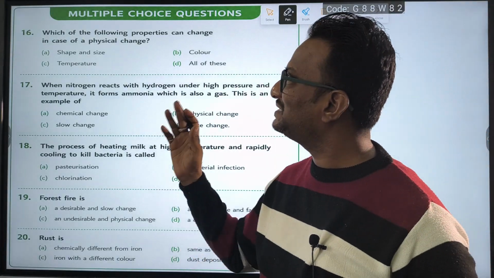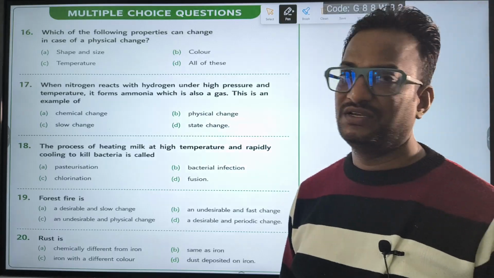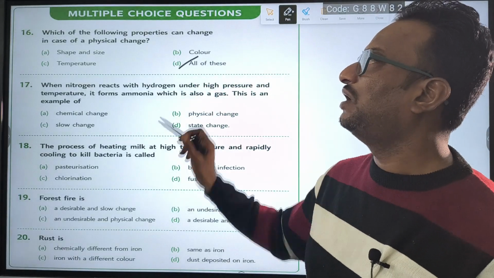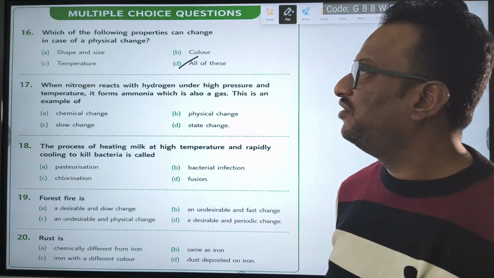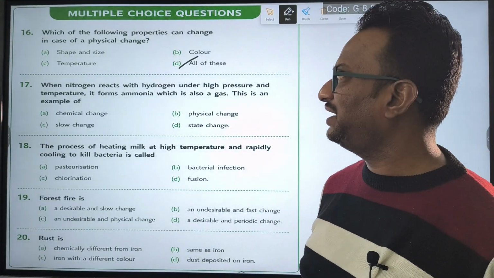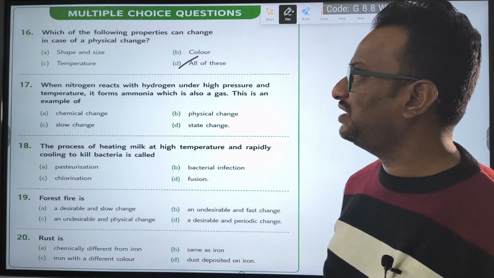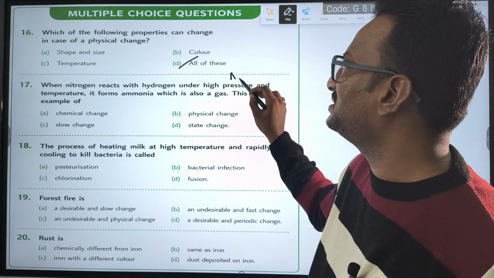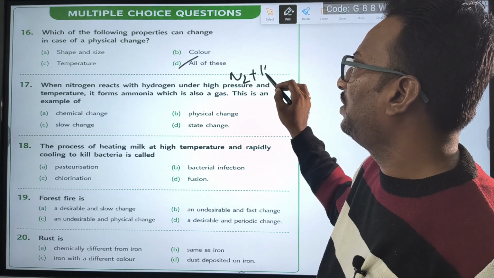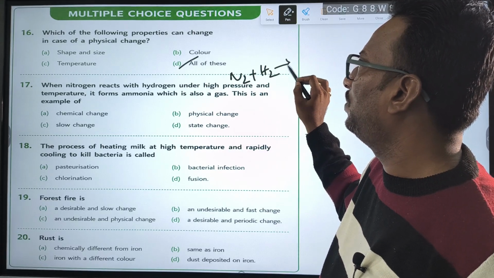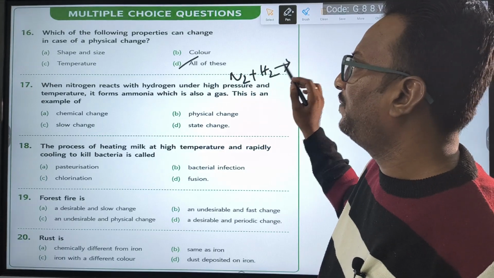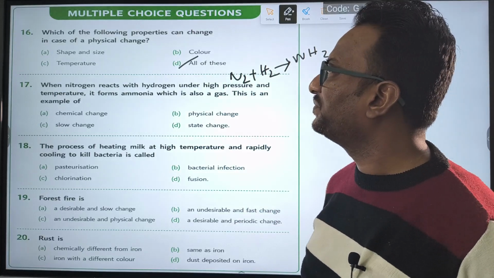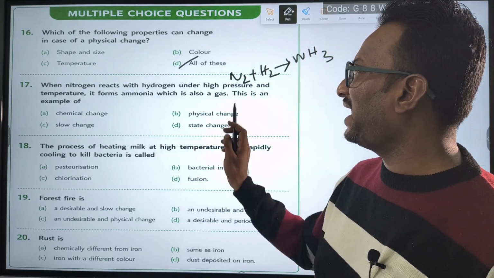Which of the following properties can change in case of a physical change? Shape and size, color, temperature, all of these. All can change. When nitrogen reacts with hydrogen under high pressure and temperature, it forms ammonia. Nitrogen, the formula is N2, reacts with hydrogen H2 to form NH3, ammonia, which is also a gas.